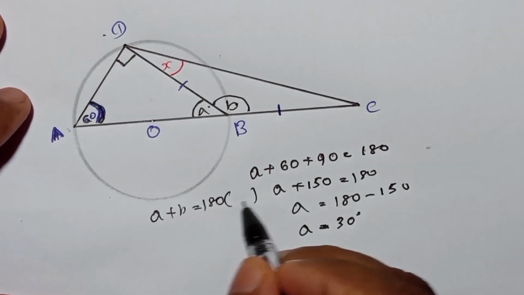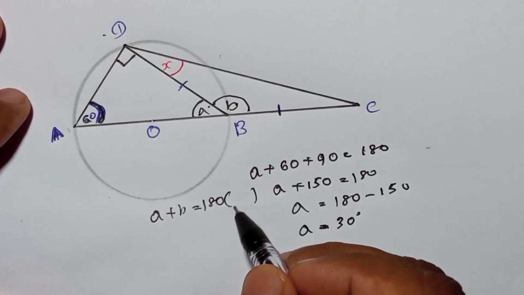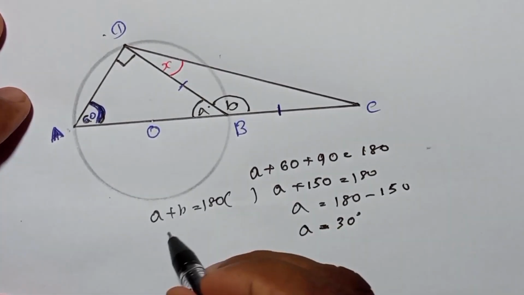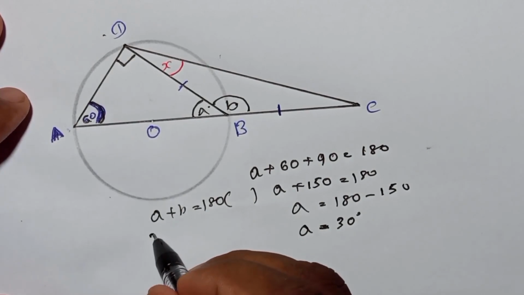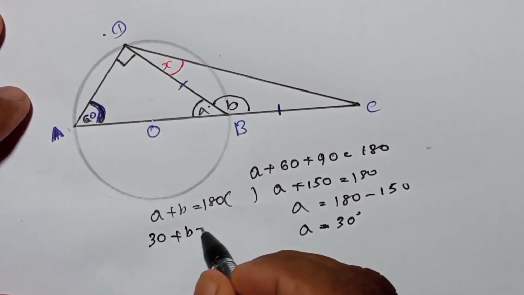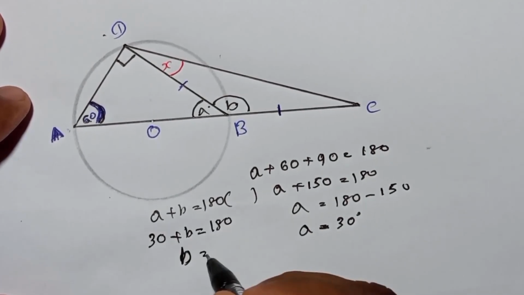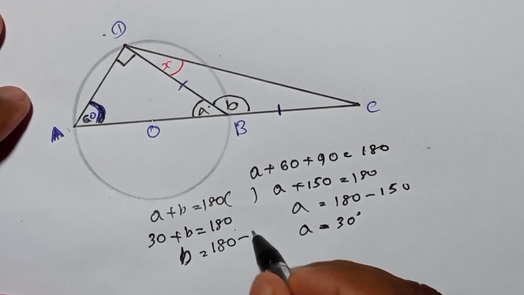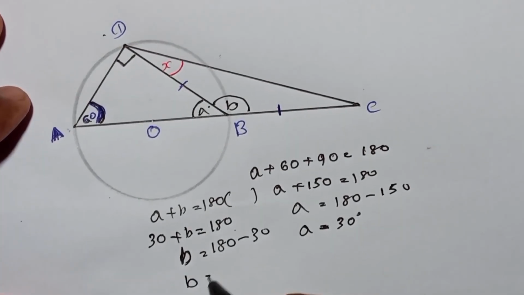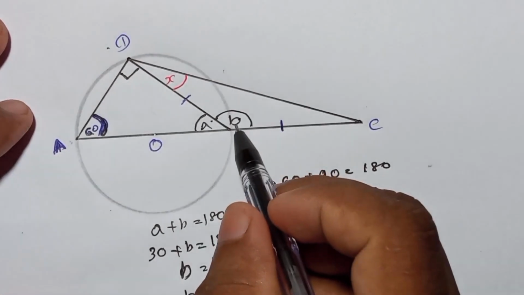So within the bracket, if they ask for the reason, you can write angle on a straight line. So here A is 30, plus B equals 180. So B will be 180 minus 30, so B will be equal to 150. Okay, now this is B we know.